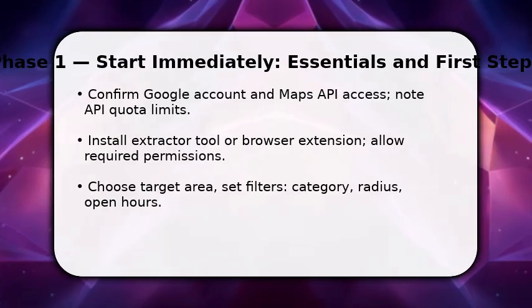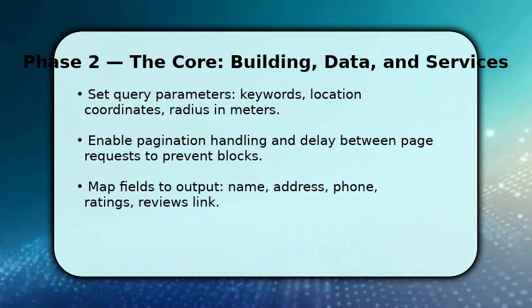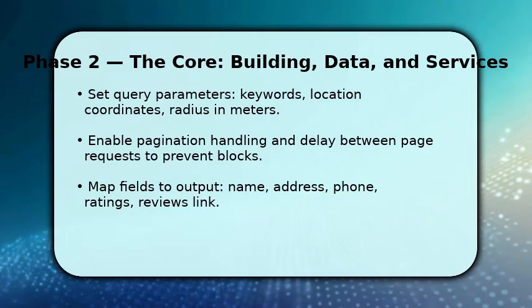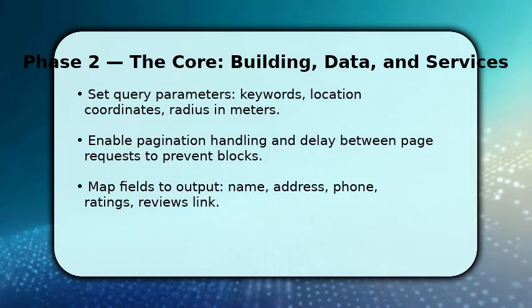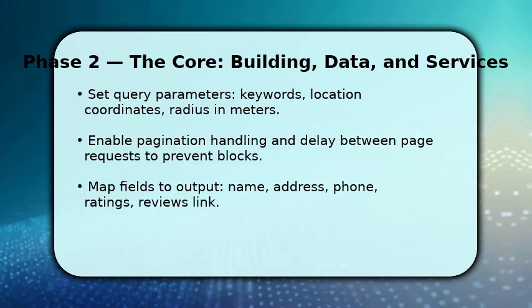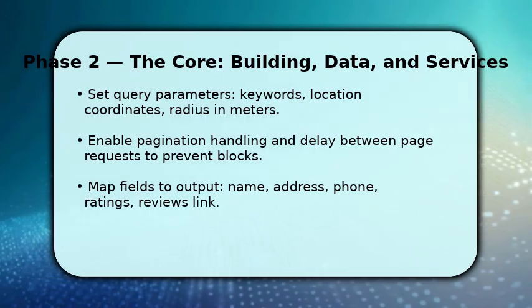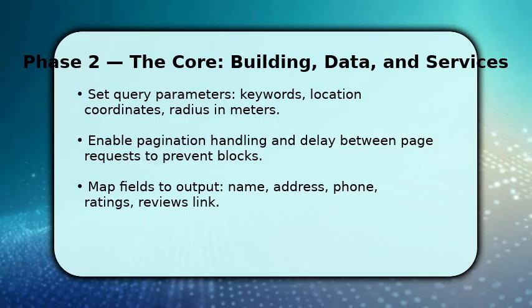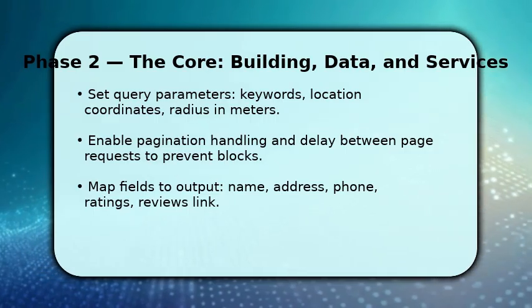You now execute the extraction with precise query parameters: keywords, coordinates, and radius in meters. This controls result relevance and API cost. Once started, the extractor should handle pagination and respect delays between requests, because avoiding rate limits maintains stability.